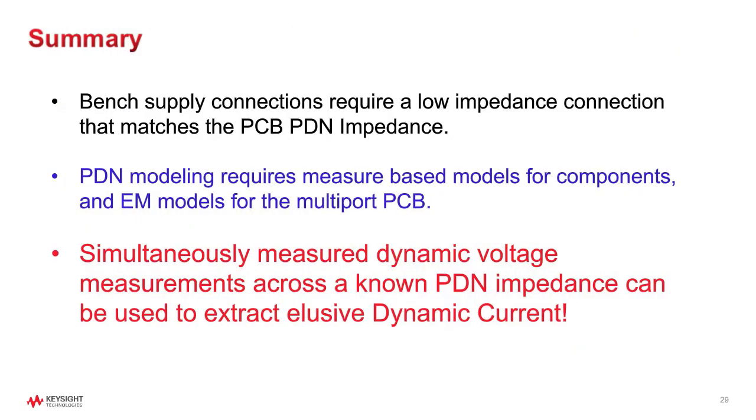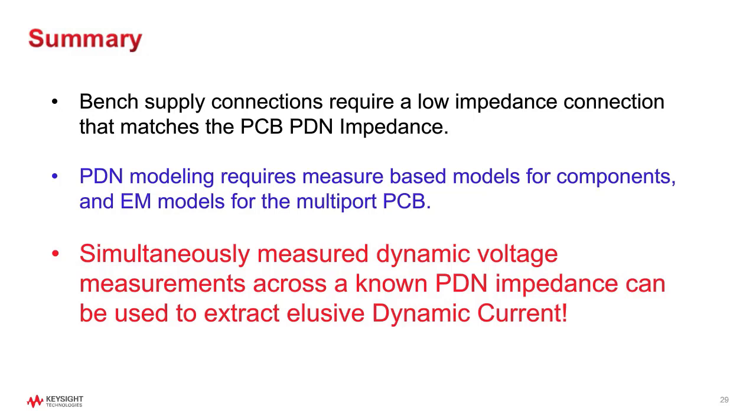This brings us to the end of the presentation, and I would like to leave you with the key findings from this effort. First, a bench supply can be used to power a high current, low voltage milliohm power rail, but only if the connection to the power rail is matched in impedance. An easy way to do this is with the Vicor current multiplier.